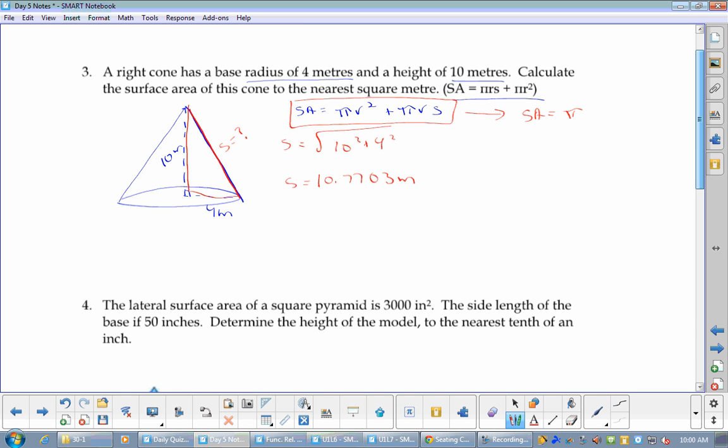So it's pi times r, which is 4 meters, squared, plus, I'm just going below right now because I'm running out of room, pi times 4 meters times my new slant height, which is 10.7703 meters.